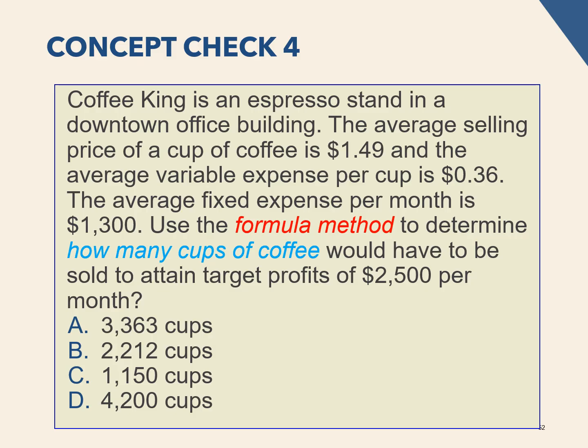Let's do concept check number 4. Again, the same example from Coffee King. This company's average selling price of a cup of coffee is $1.49. The average variable expenses per cup is $0.36. The average fixed expenses per month is $1,300. Please use the formula method to determine how many cups of coffee would have to be sold to attain target profits of $2,500 per month.